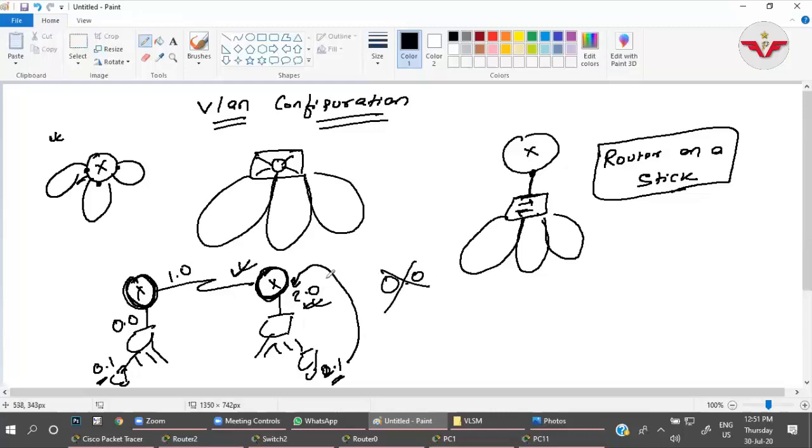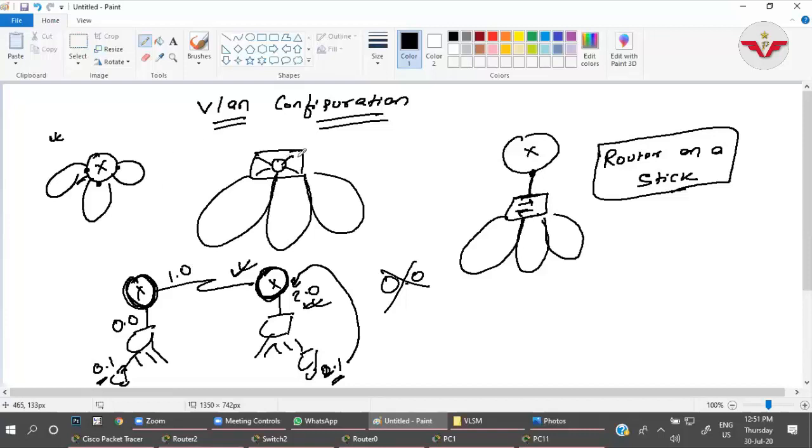In that scenario, we will run the routing protocol so that the routers can communicate between each other and share their routing tables to inform the neighbor router that yes, I know this network. If anyone comes to you for this network, just send the packet to me and I will send it to that network. But in this scenario, routing protocol is not required.